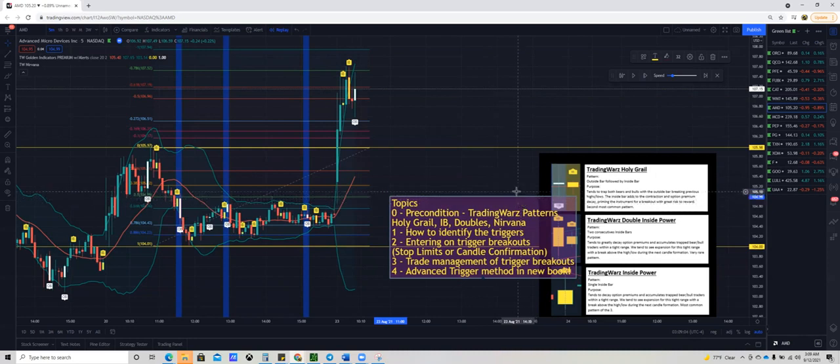Remember, entry using previous day's high or low, or advanced trigger method. We're looking for stocks consolidating with the Trading Wars patterns leading into breakouts. And then we are going to use trade management, either using the candlestick or using the fibs for our stop losses and scaling on the way up.